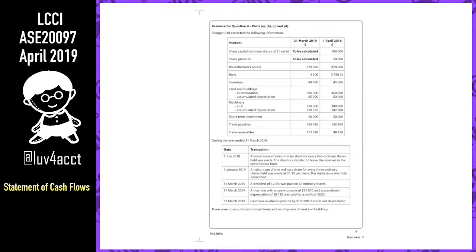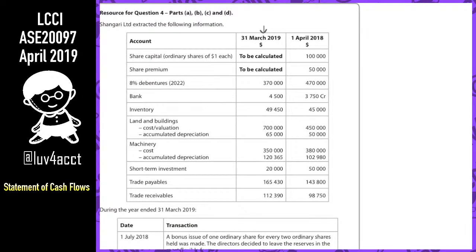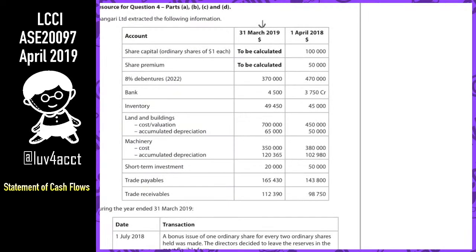Oh, we have to be careful again. Okay, look at the dates. This is the year end. Year end here. Okay, very dangerous. Okay, so I would copy some items. But bear in mind, we have this closing balance in the left hand side.